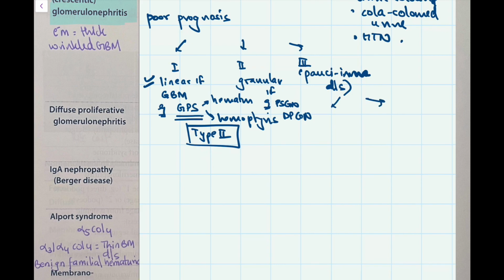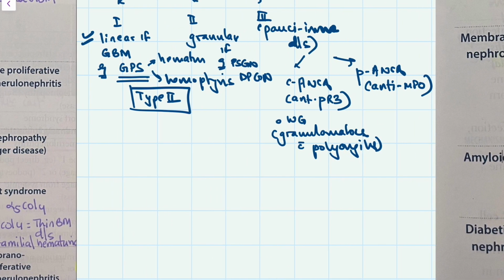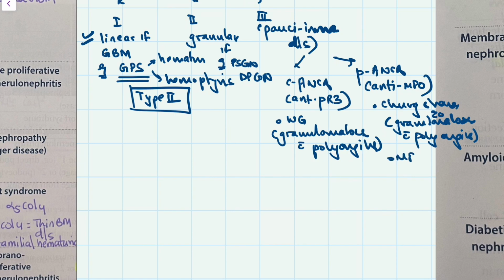It can be divided into those that are positive for C ANCA and those that are positive for P ANCA. C ANCA is also called anti-PR3 and P ANCA is anti-MPO. The example of C ANCA is Wegener's granulomatosis, which is now called granulomatosis with polyangiitis, while P ANCA positive diseases are Churg-Strauss, that is now called eosinophilic granulomatosis with polyangiitis, and MPA.